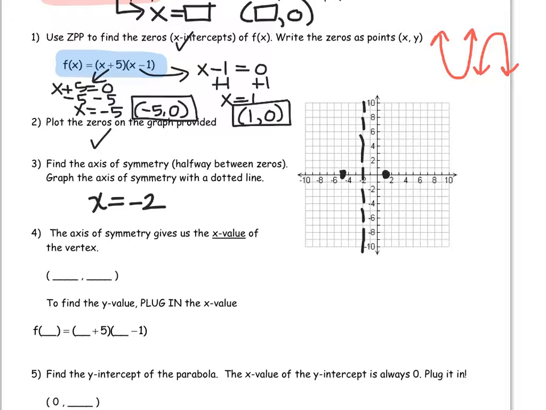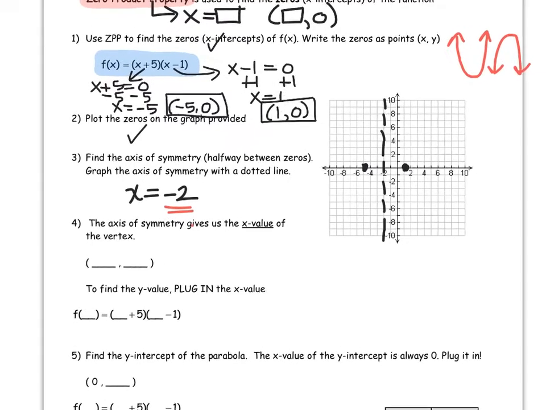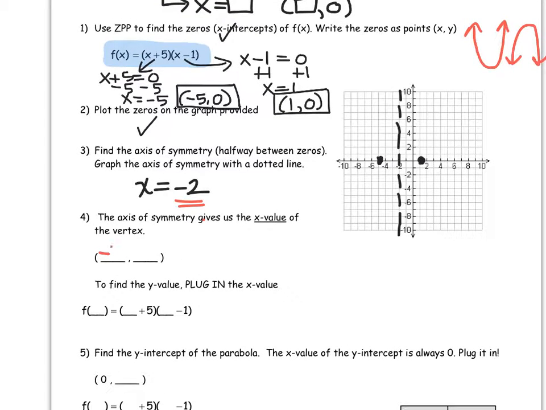All right, this is helping me. I know what's going on now. I also know that my vertex is always in the middle of that U shape. So my vertex is somewhere on here. I have to figure out where. How I do that is I use this x value of negative 2, and I know that that's going to be the x value of my vertex. So I'm going to take that x value, put it here, and put a question mark here because we're going to figure that out. It says the axis of symmetry gives us the x value.